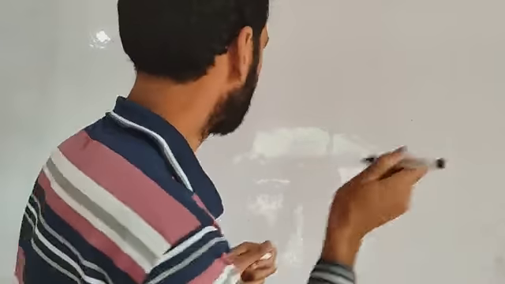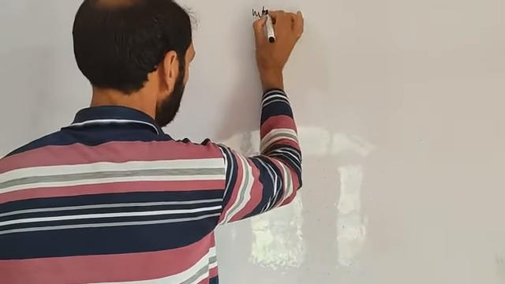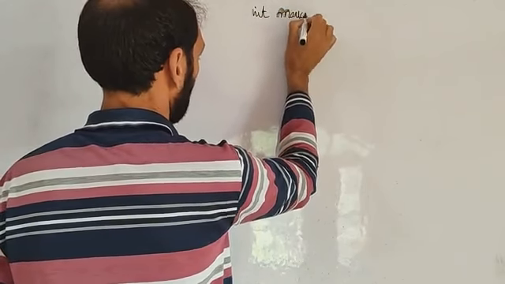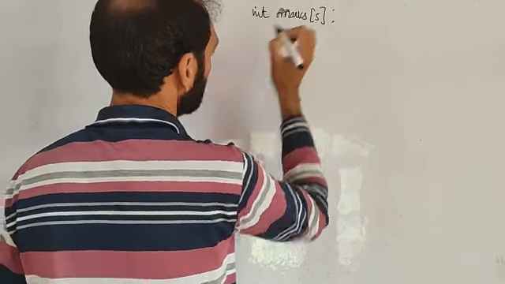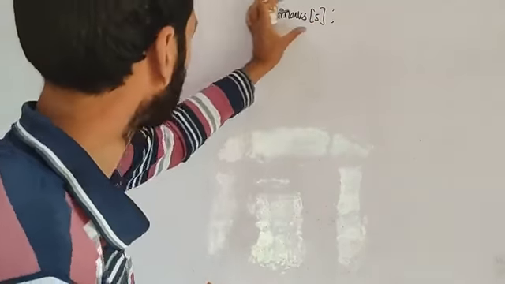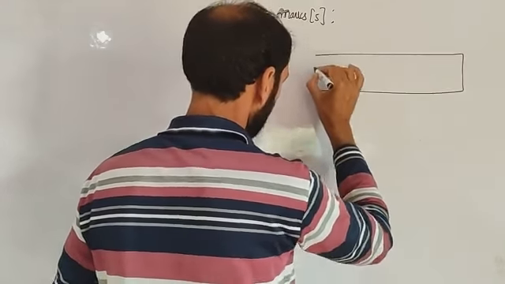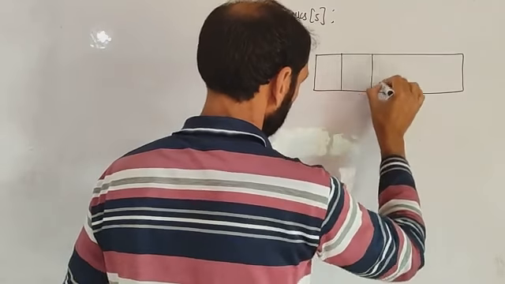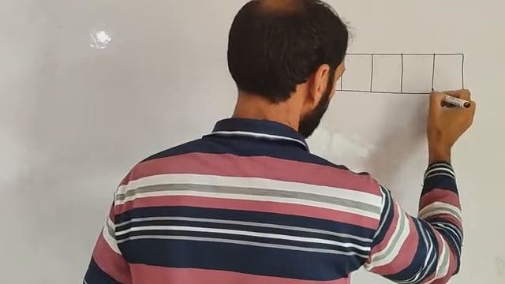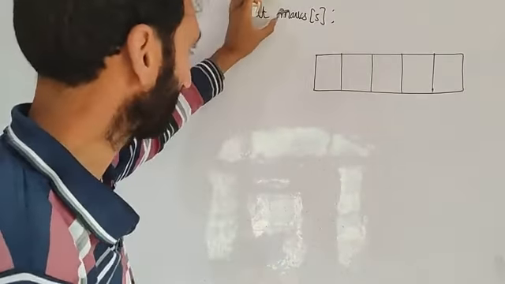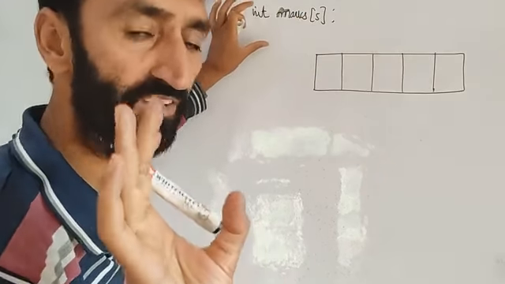In the previous videos we saw a 1D array like int marks of 5. This is a 1D array. We have declared this type of array, which will store the marks of the 5 students. We have declared this array where we are going to store the marks of the 5 students.